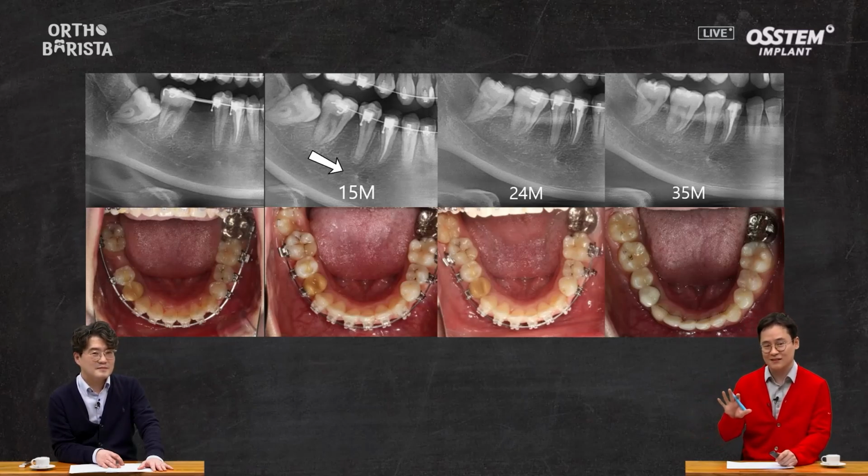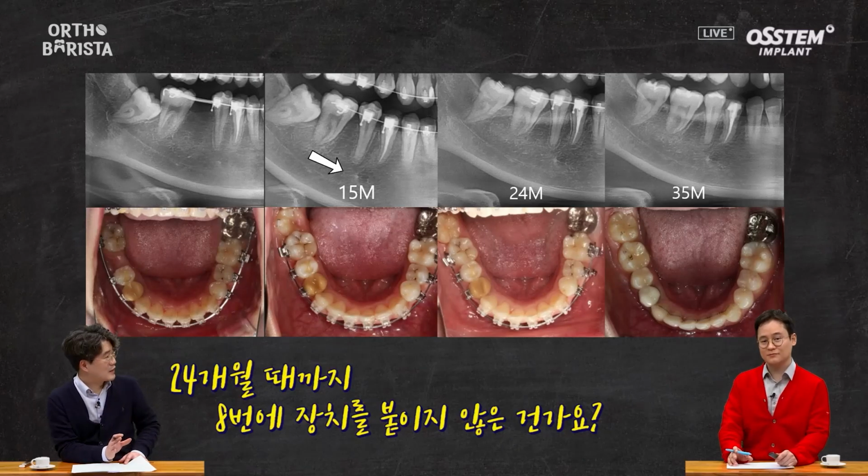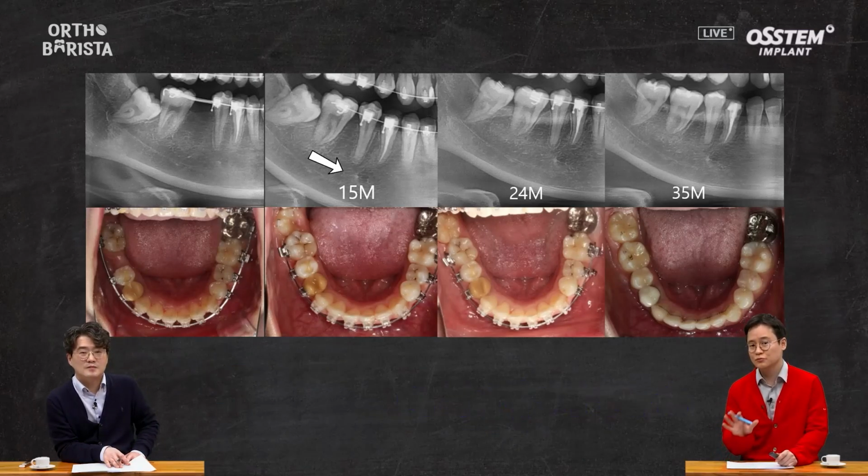Normally, you'd expect it to tilt even more. However, without attaching any appliance, it showed some degree of upright positioning after 24 months. So, no appliance was attached to the 8th tooth for 24 months? Yes, we attached it around that time. It had already started to come up a bit. It took a long time, but it was a prolonged case.